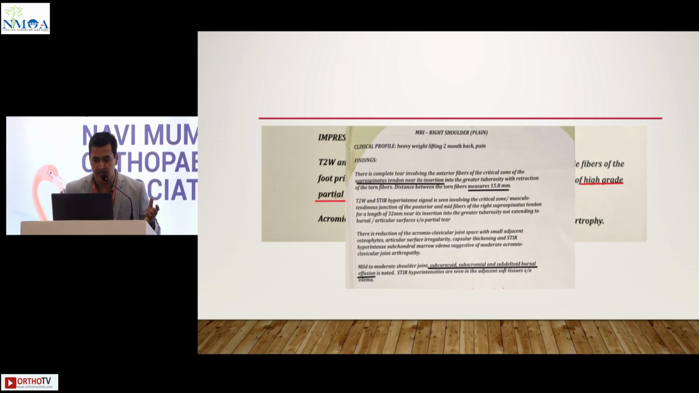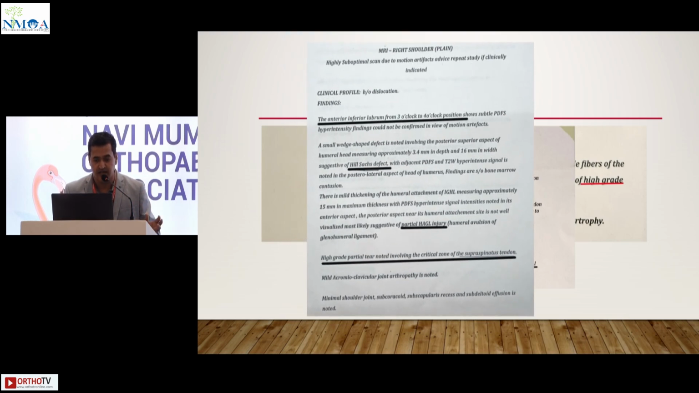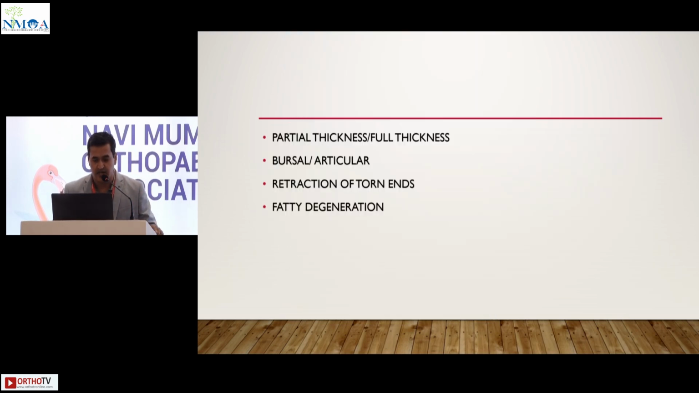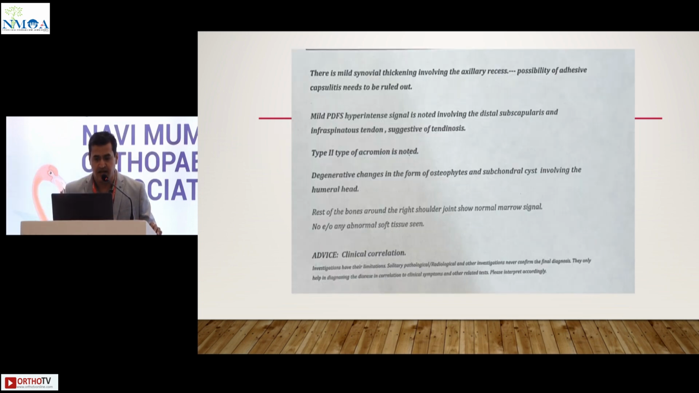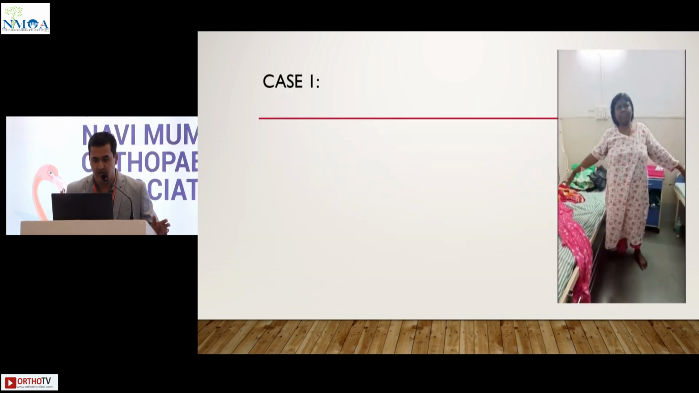There are distances of retraction, and then some confounding factors like labral tear or Hill-Sachs defect in the presence of a rotator cuff tear. So these are different confusing terminologies. And there is always a defensive golden line by a radiologist, that please correlate clinically. So the ball is in our court. There is a saying, a good surgeon doesn't just concentrate on technical ability, but also on the appropriateness of what you are doing. So there should be some reason why you are operating.